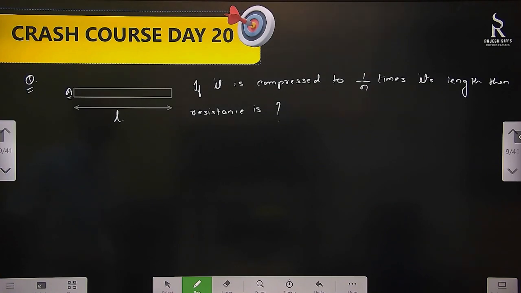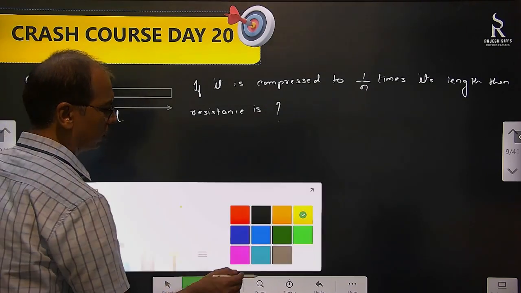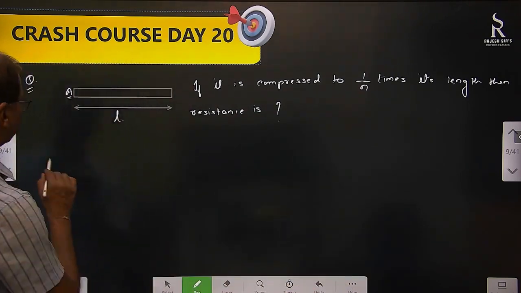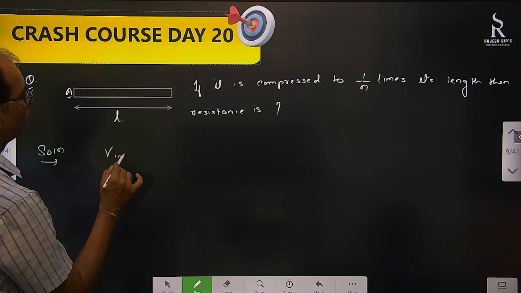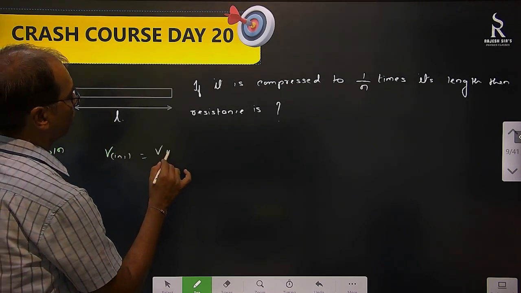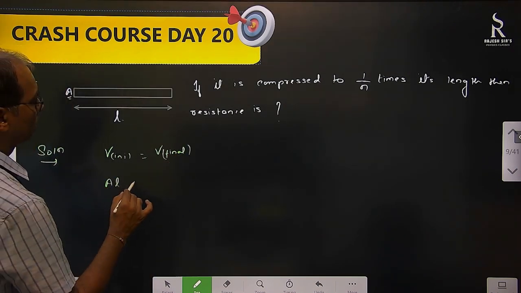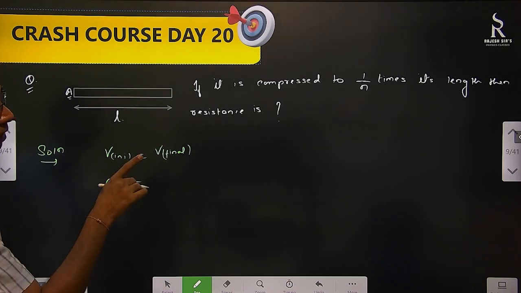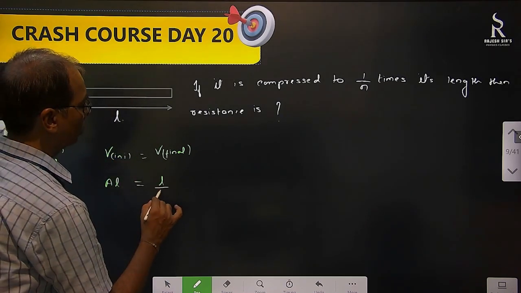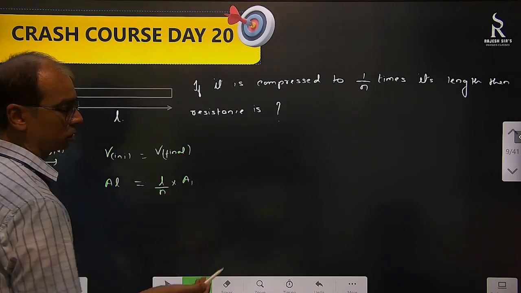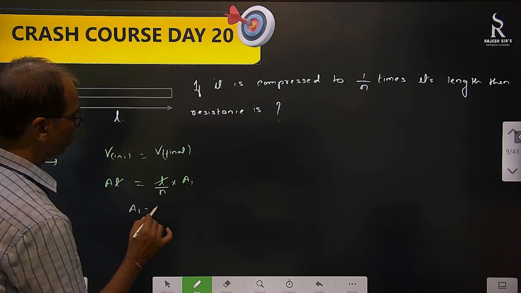Next, if the length is compressed 1 by N times, then in a similar way we will solve that one. So solution says volume is constant, volume initial equals volume final. What is volume initial? A into L. What is going to be volume final? We know that length is going to become 1 by N times, so this is L by N. What is its area? We don't know, so A1. L gets cancelled. So A1 is becoming NA.